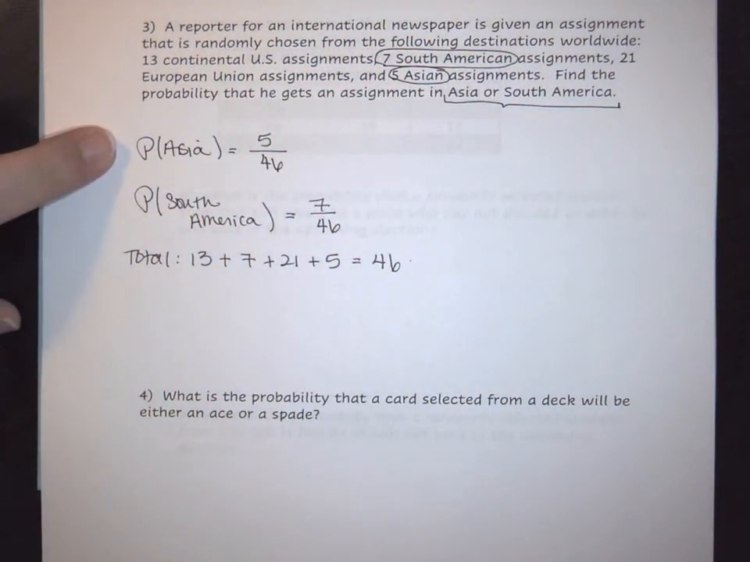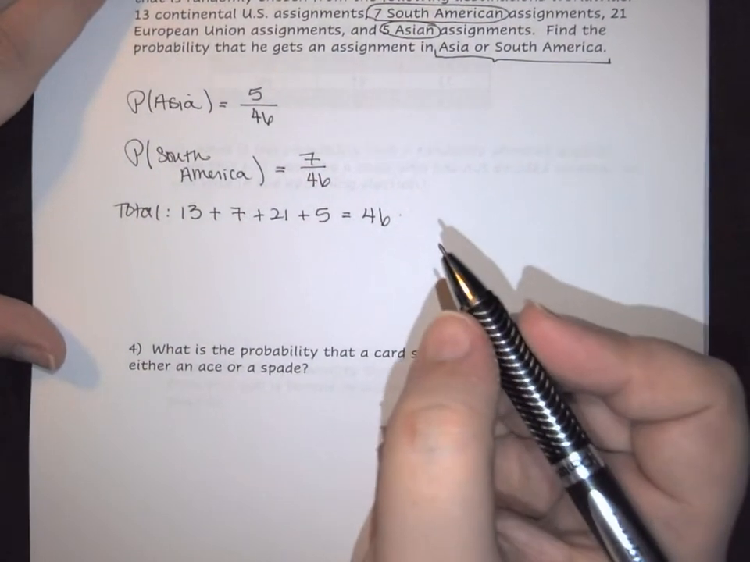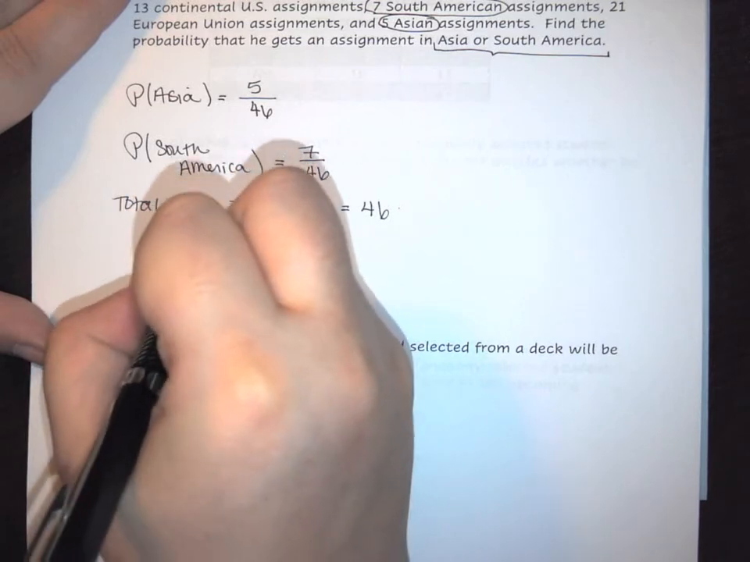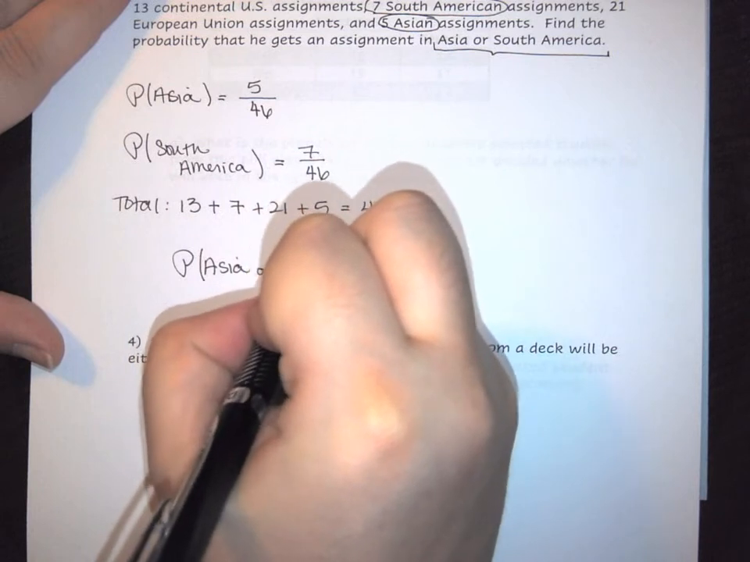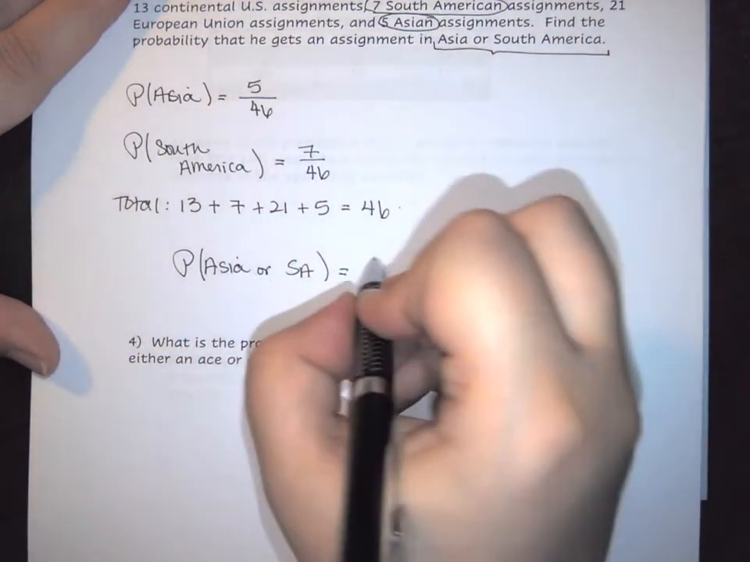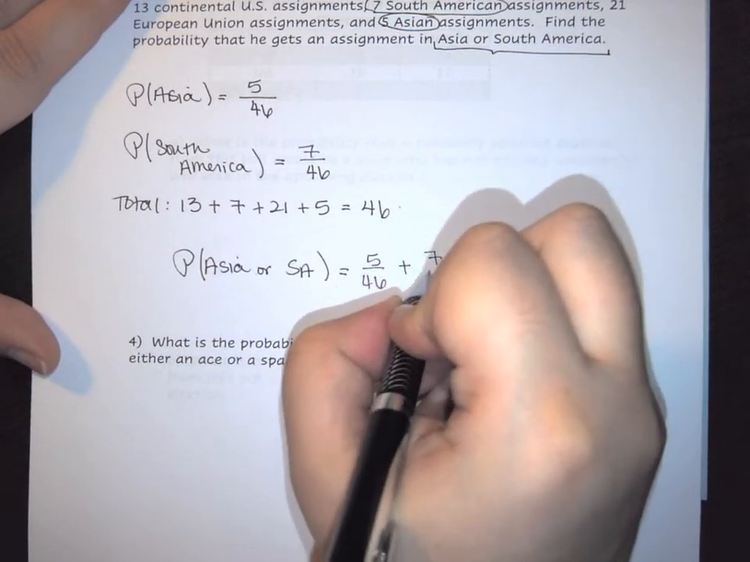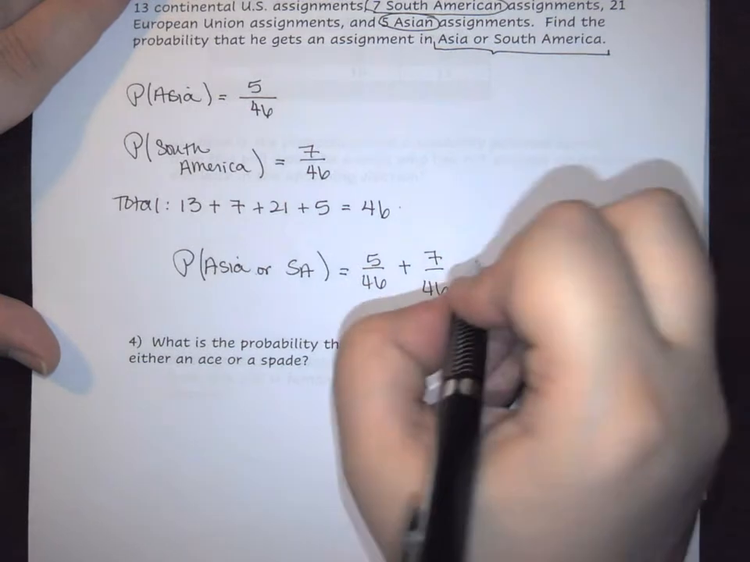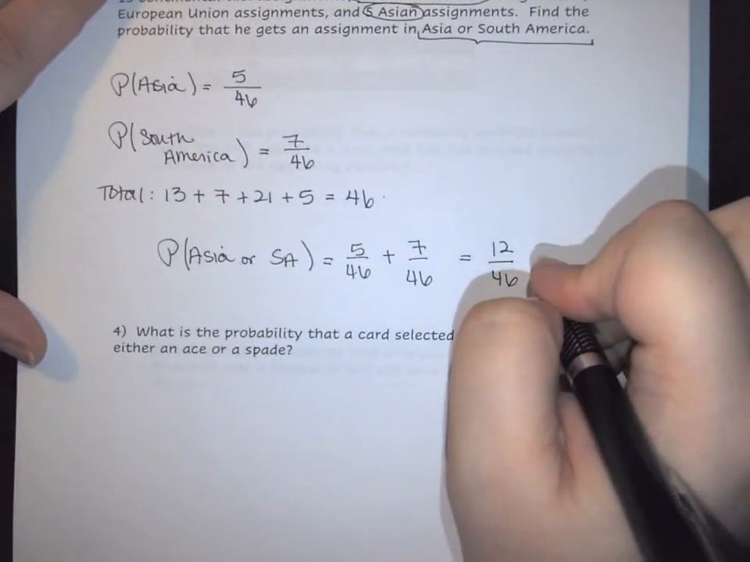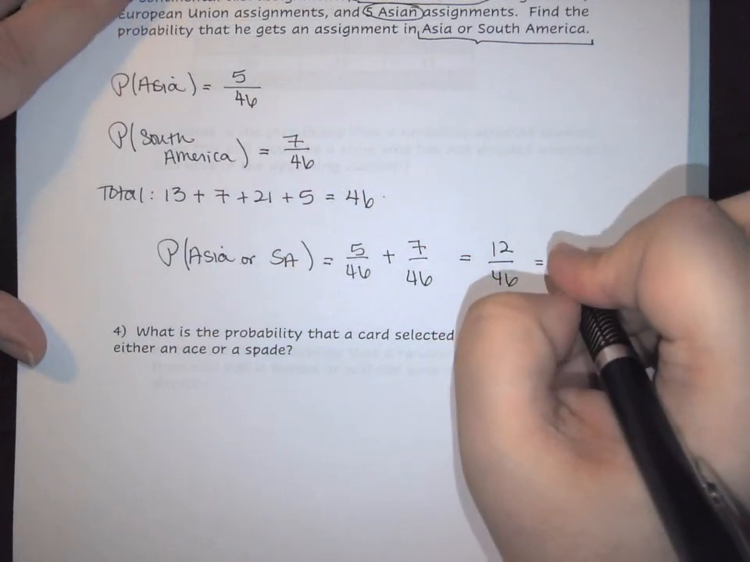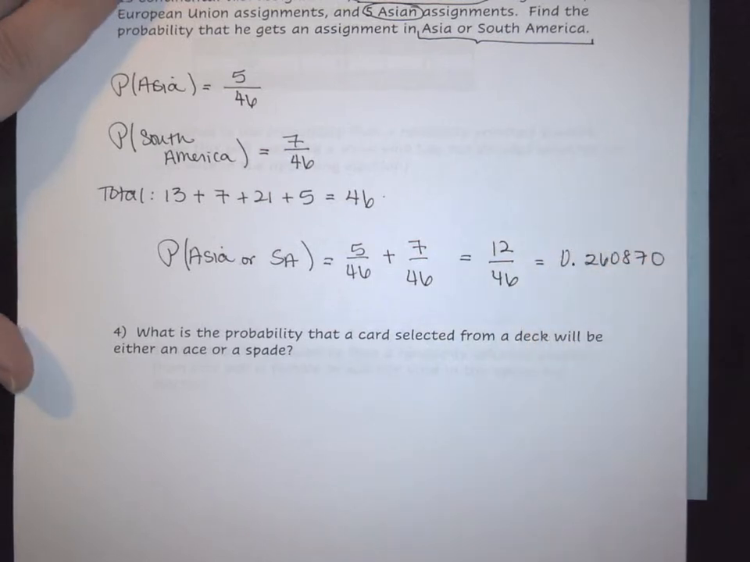Now, South America and Asia have nothing in common, so these are mutually exclusive, which means in this case, the probability that we end up in Asia or South America is going to be 5 over 46 plus 7 over 46. In this case, that is going to give you 12 over 46, which, using your calculator, would give you a probability of 0.260870.